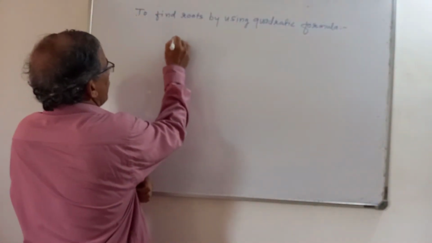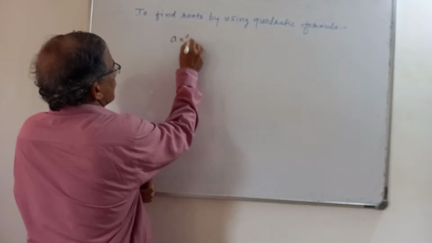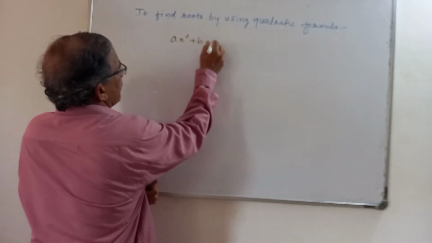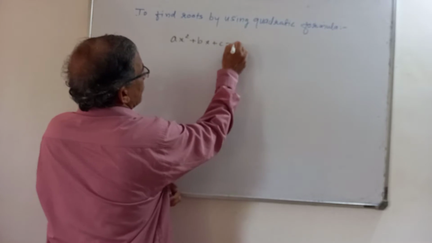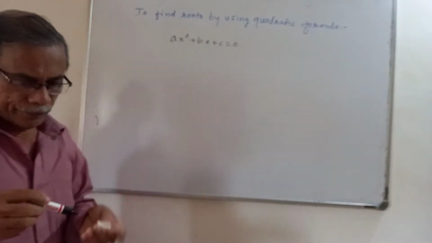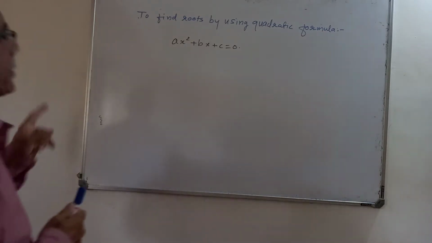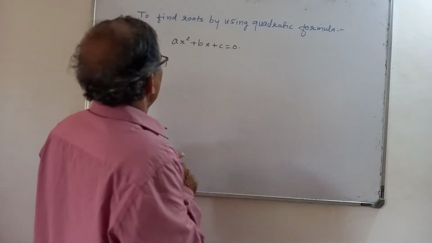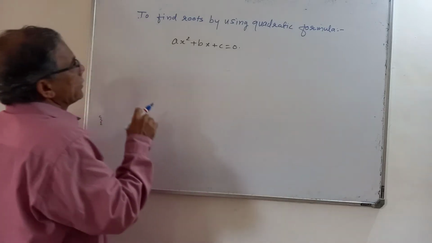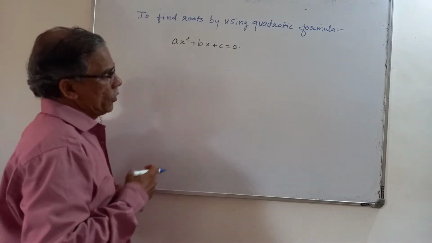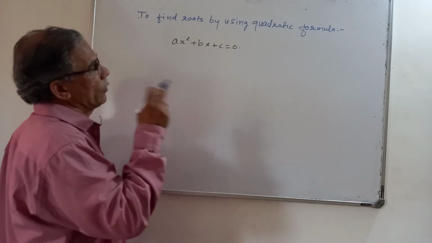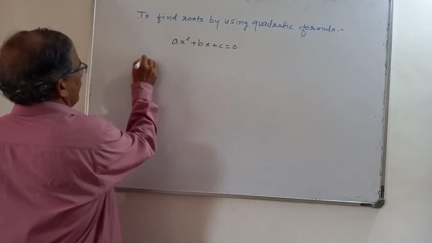What is the standard form of the equation? ax square plus bx plus c is equal to 0. This is the standard form of a quadratic equation, isn't it? Now, when the quadratic equation is in standard form, ax square plus bx plus c is equal to 0, two steps are involved when you are finding the roots by the quadratic formula. Step 1.